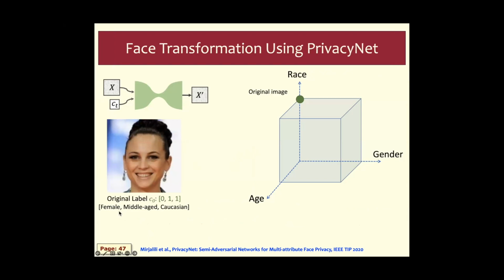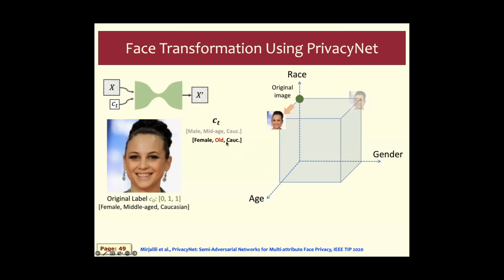Here you see a face image, and according to three attribute classifiers, one for gender, one for age, and one for, let's say, race or ethnicity, the labels produced here are female, middle-aged, Caucasian, and so the original label is 011. Here we're making some assumptions about the number of gender labels, the number of age labels, and the number of race labels. Now you can specify a target label by flipping 0 to 1, saying that you need a male, middle-aged, Caucasian. And so this image is transformed, but at the same time, the identity is preserved. And that is what PrivacyNet does, because that is the name of the semi-adversarial network that I described in the previous slide.